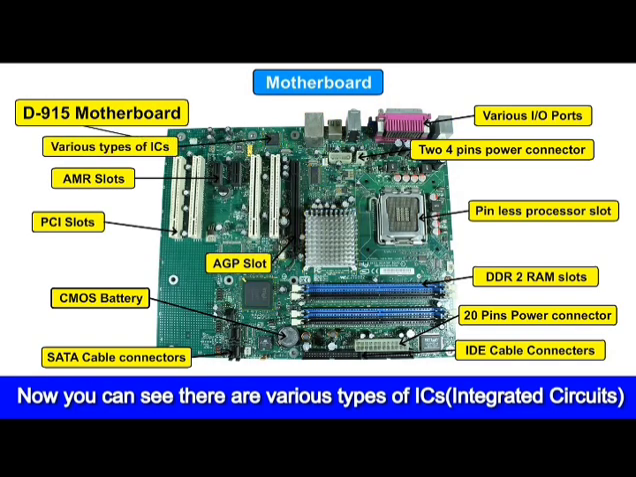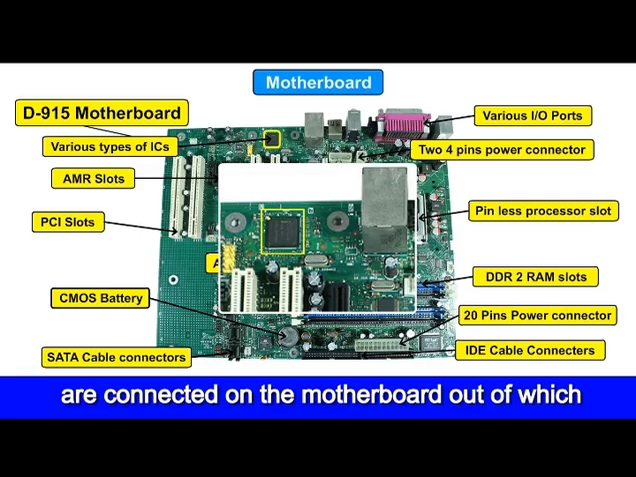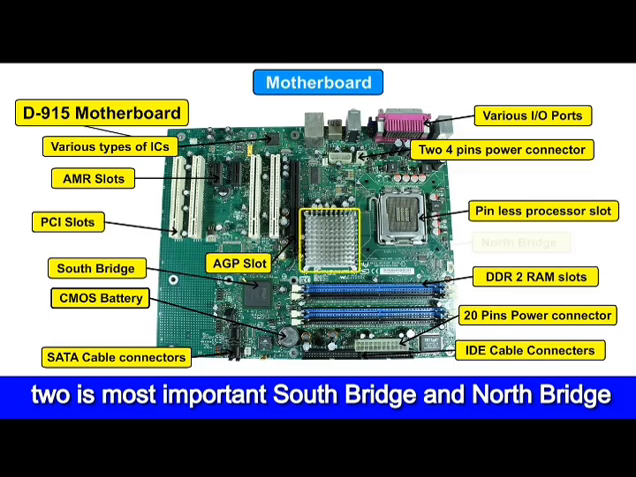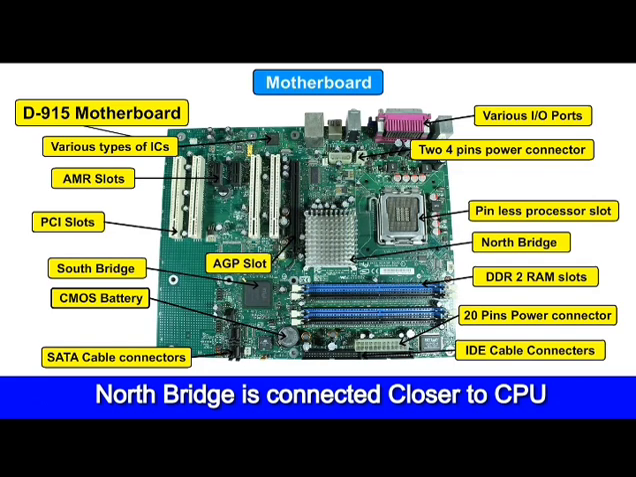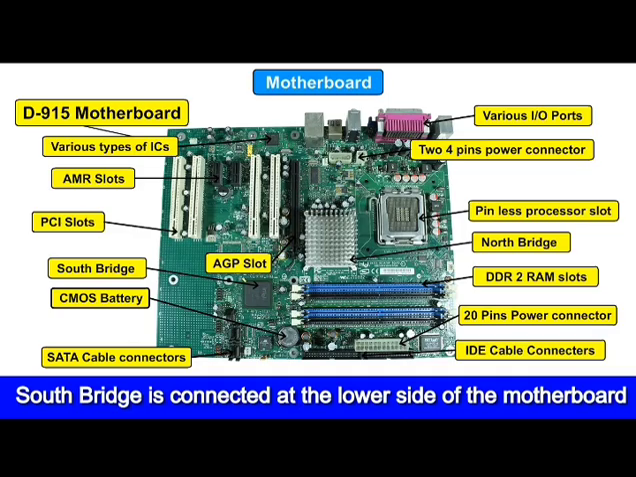Now you can see there are various types of ICs. Integrated circuits are connected on the motherboard, out of which two are most important: South Bridge and North Bridge. North Bridge is connected closer to CPU and RAM slots and also having heat sink on it. South Bridge is connected at the lower side of the motherboard.